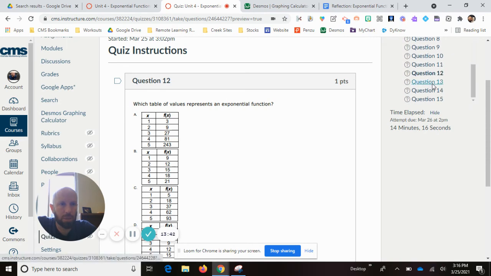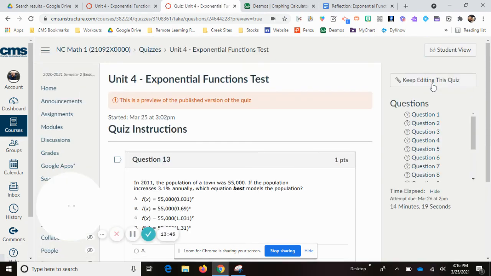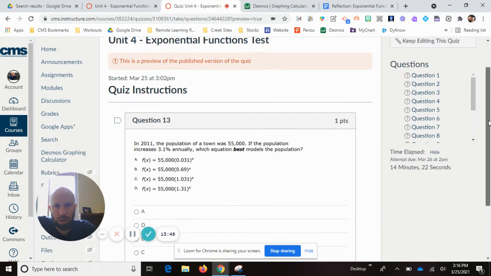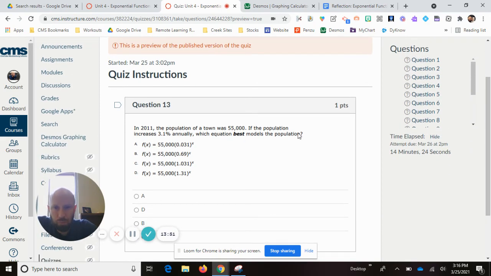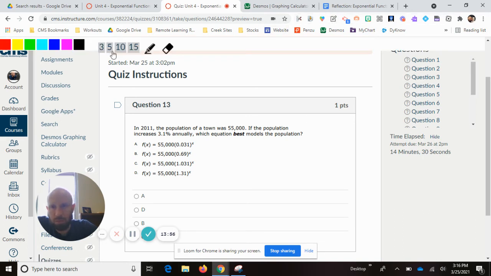Question 13. Another one using our formula. For this one, population is increasing. So since our population is increasing, we're using y equals a times 1 plus r to the t, or in this case, to the x. It says increasing, so that means the number inside the parentheses has to be more than 1. This number inside the parentheses is less than 1. So it's one of these two.